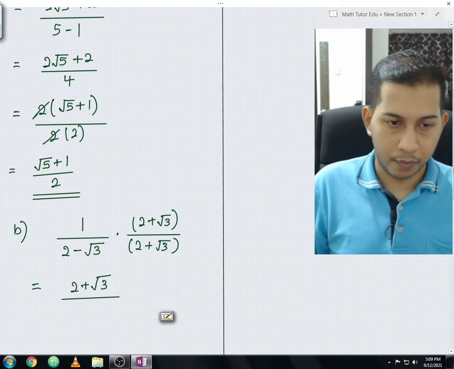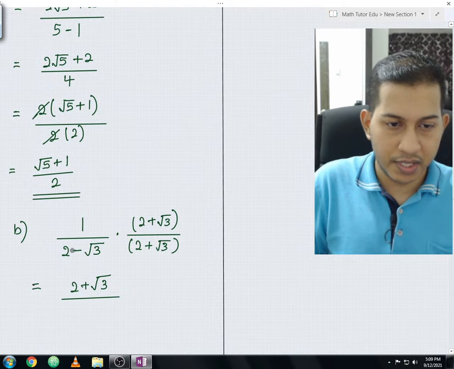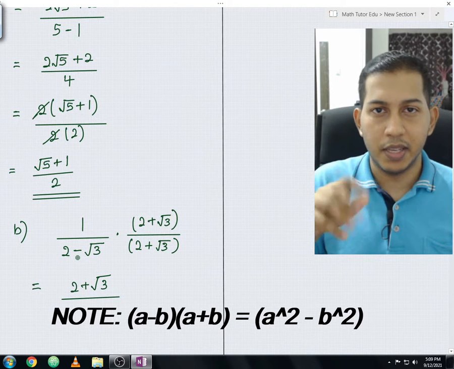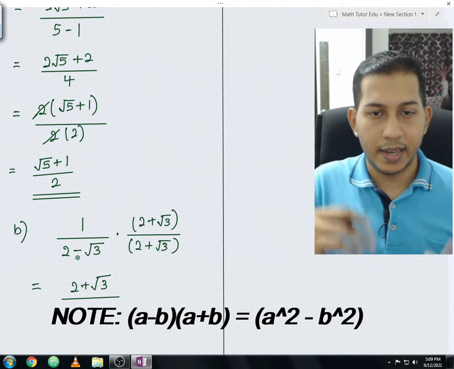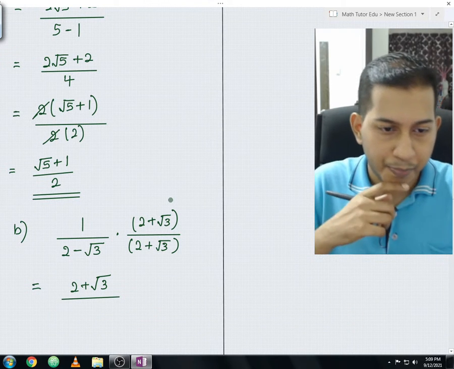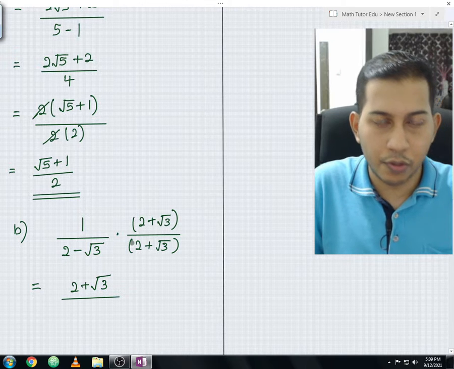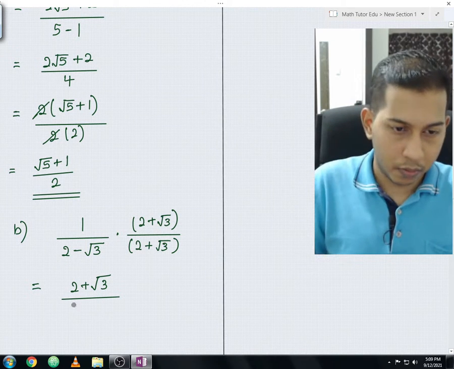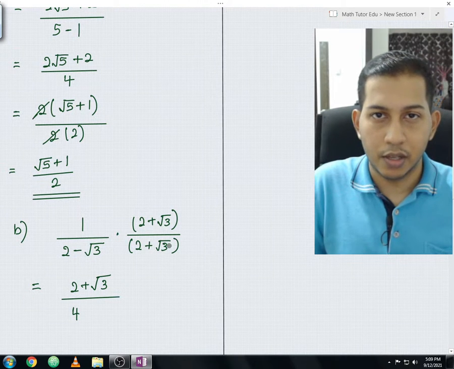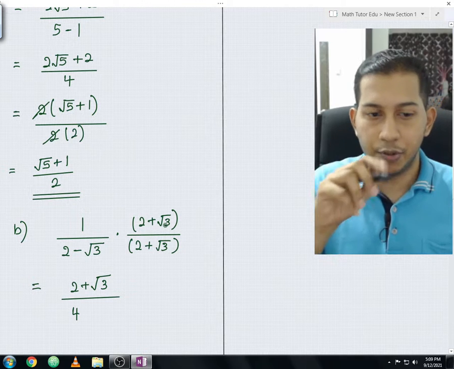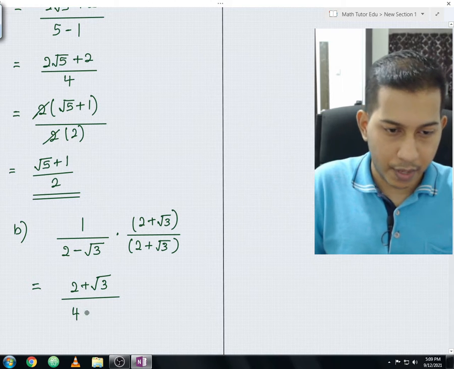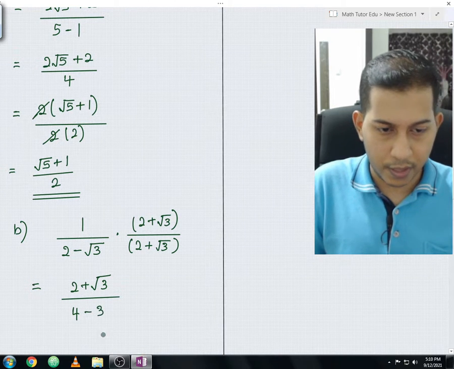From here, since this is a conjugate, we can just straight away apply the formula a minus b times with a plus b equals to a square minus b square. It literally saves you time, guys, rather than doing the manual expansion. So from here 2 times with 2, you get 4. Negative square root 3 times with square root 3, you should get negative 3. The square root and square root will get cancelled off. So you get negative 3.